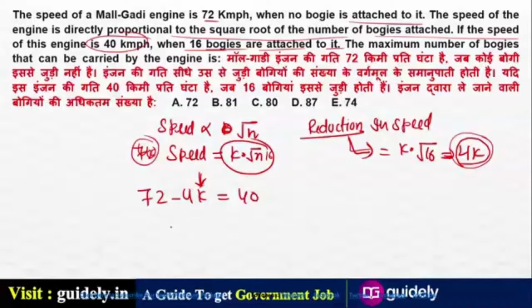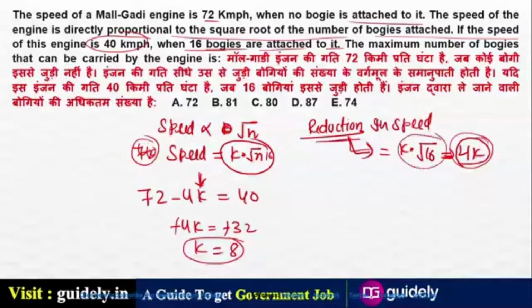So now from this point, 72 minus 4k is equal to 40, so 4k is equal to 32. So now k is coming 8. I hope you are getting my point, right? So k is coming 8. So this is the reduction constant. So reduction must be like this. So 4k is the reduction and 72 minus 4k is equal to 40.